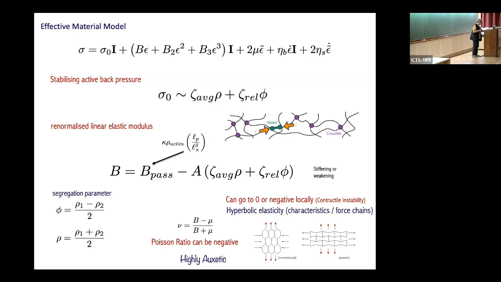How much time do I have? Oh, not much. Okay, so maybe I'll skip what I was going to say. But I was going to say that this drives the elasticity to be hyperbolic rather than elliptic.